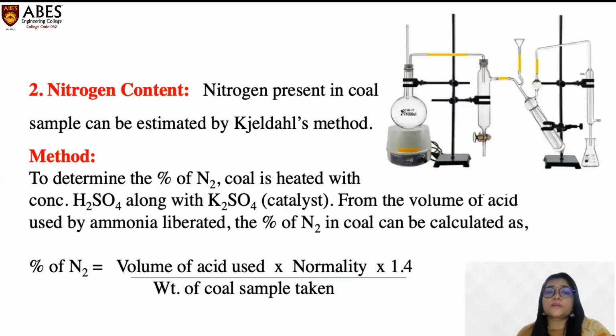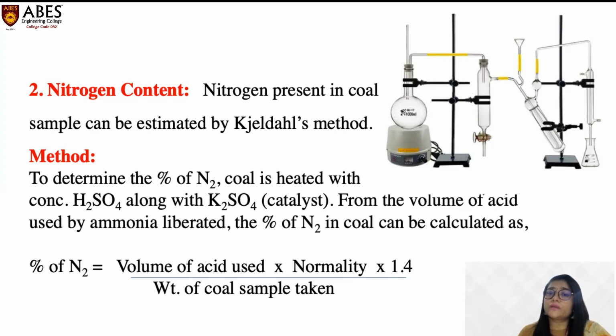Second, nitrogen content. The nitrogen content estimation is important because more nitrogen present in the coal will form volatile matter and decrease the calorific value of the coal. So we calculate it for the same purpose. Nitrogen present in a coal sample can be estimated by the Kjeldahl method. The Kjeldahl method was given by Kjeldahl, who was a famous chemist. He made a special apparatus for this, which you can see in the picture, known as the Kjeldahl apparatus, the Kjeldahl flask.